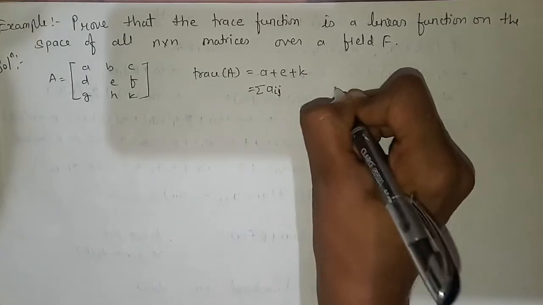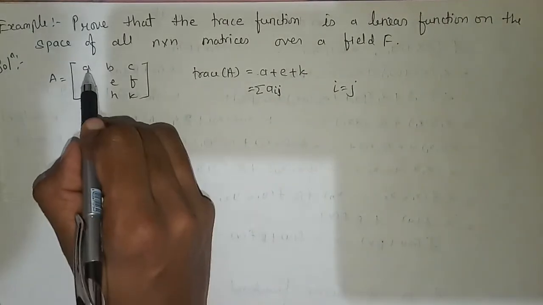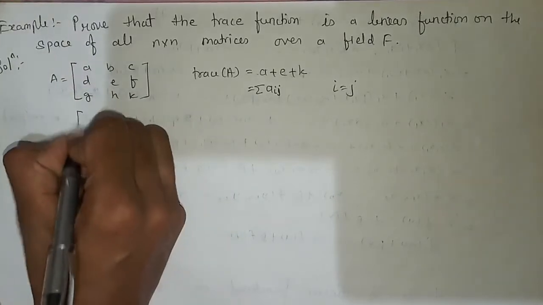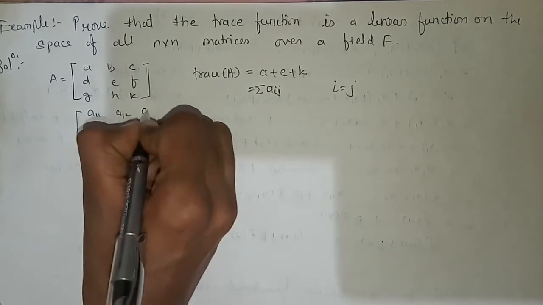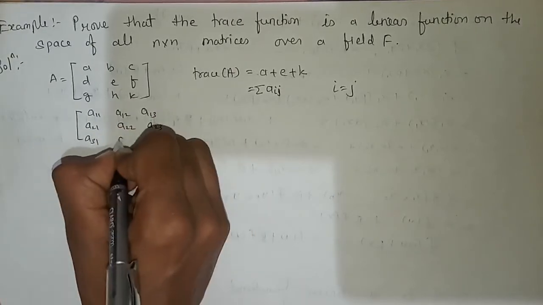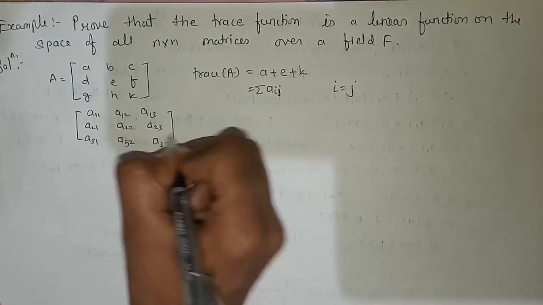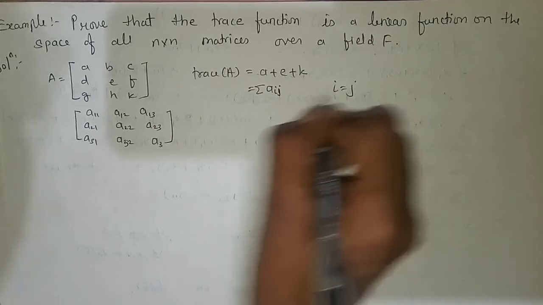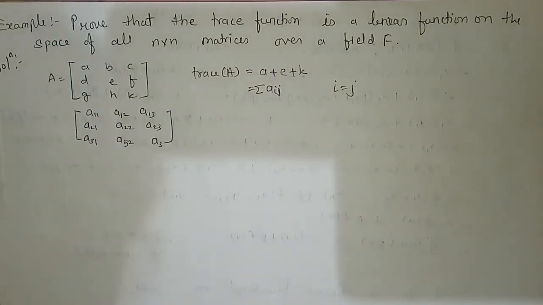Aij where i is equal to j, that is A11, A22, A33. If this is in terms of A11, A12, A13, A21, A22, A23, A31, A32, A33, then the trace of this matrix is nothing but the summation of Aij where i is equal to j. That is, the sum of all diagonal values is the trace. It is always necessary that we can find the trace of only a square matrix, not a non-square matrix. So this is the definition of trace.